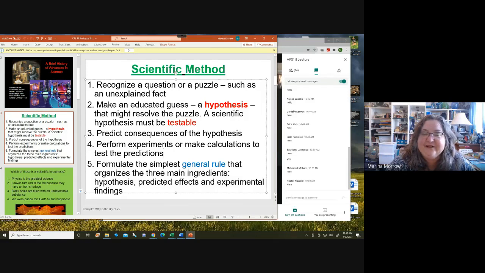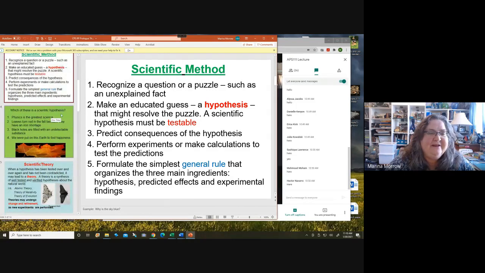Okay, so anyway, you try to put it all together in a more general rule. So it's not just what's happening here on Earth, but what's happening in all of the universe. Okay, so let's look at scientific hypothesis. Remember that it's an educated guess, okay? It also has to be tested, and it has to be an explanation.